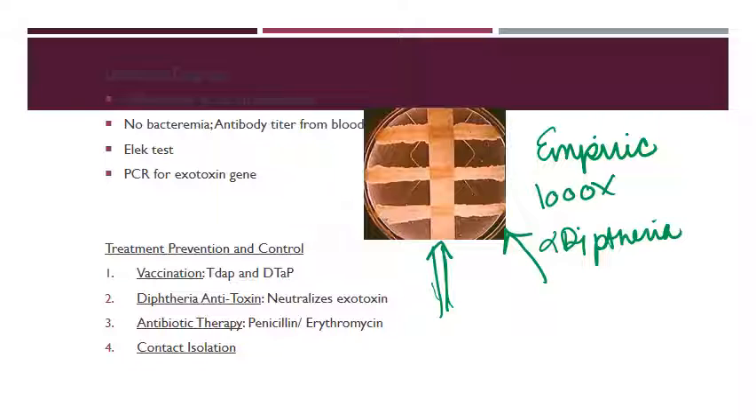Then you streak the plate with a known toxigenic diphtheria strain, like this one up here. This is your positive control. We know that this strain of diphtheria has the exotoxin. Then on the other side, you streak the plate with a known diphtheria strain that does not have the toxin. That's your negative control. Then you streak the patient, you guessed it, in the middle.